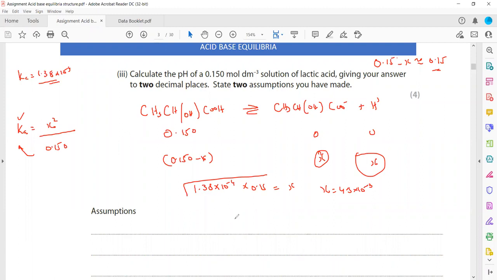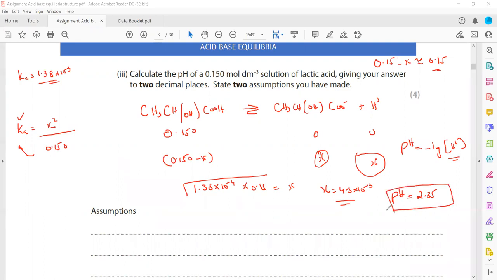So the pH is equal to minus log of hydrogen ion concentration. We substitute the hydrogen ion concentration here. The pH of the solution will come out as 2.35. Whenever you write the pH, you should use 2 decimal places.